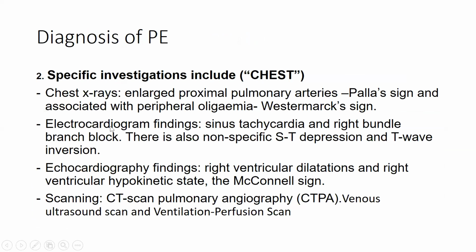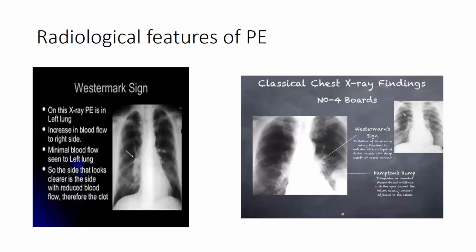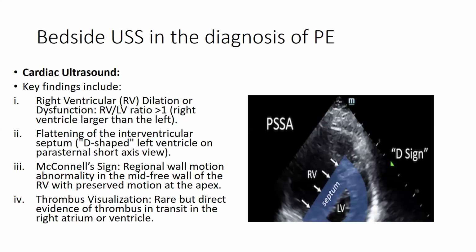Then you do your ECG. You see sinus tachycardia in almost all the patients. Sinus tachycardia is actually an attempt to compensate for the reduced cardiac output. You can see right bundle branch block. There is also non-specific ST depression and T-wave inversion. The echocardiography findings, let's go for it.